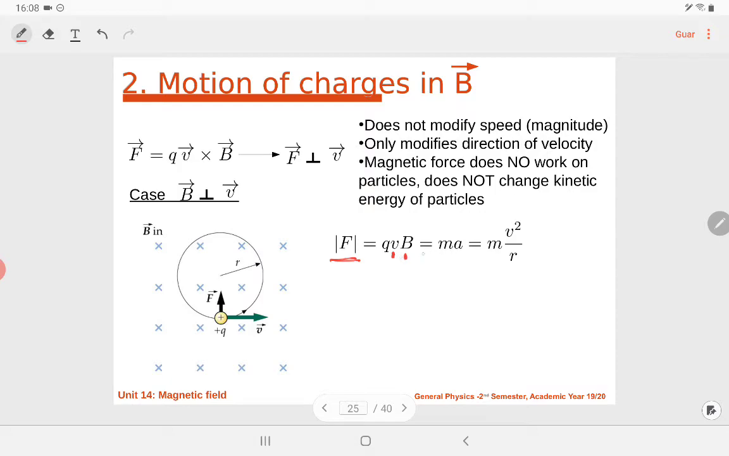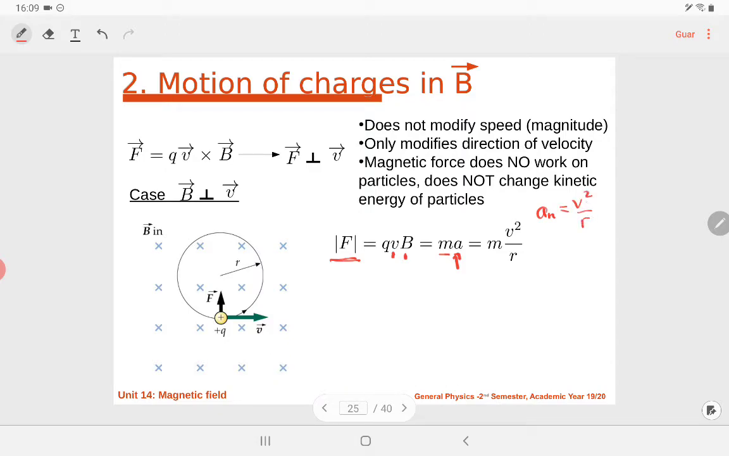So this has to be equal to, this is Newton's second law, the mass times the acceleration. And this acceleration, as I was telling you before, is normal. If you remember from kinematics, a normal acceleration is related to the speed of the movement by this: the normal acceleration is the square of the velocity divided by the radius.